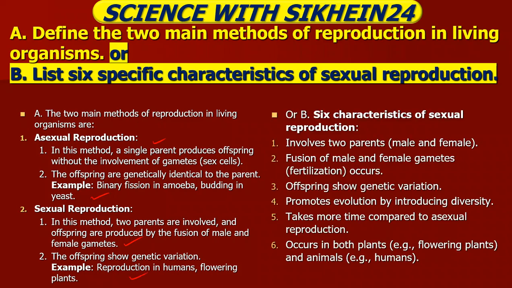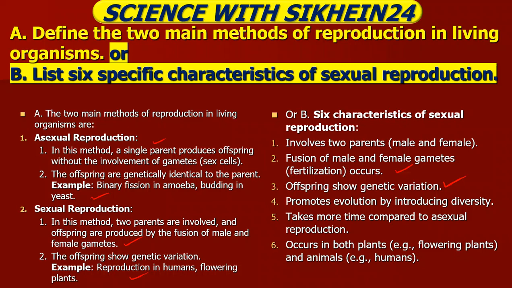Answer of B, 6 characteristics of sexual reproduction. First, involves two parents, male and female. Second, fusion of male and female gametes. Fertilization, when fusion will take place, that is called fertilization occurs. Third, offspring show genetic variation. Fourth, promotes evolution by introducing diversity. Fifth, takes more time compared to asexual reproduction. And sixth, occurs in both flowering plants and animals like humans, right?